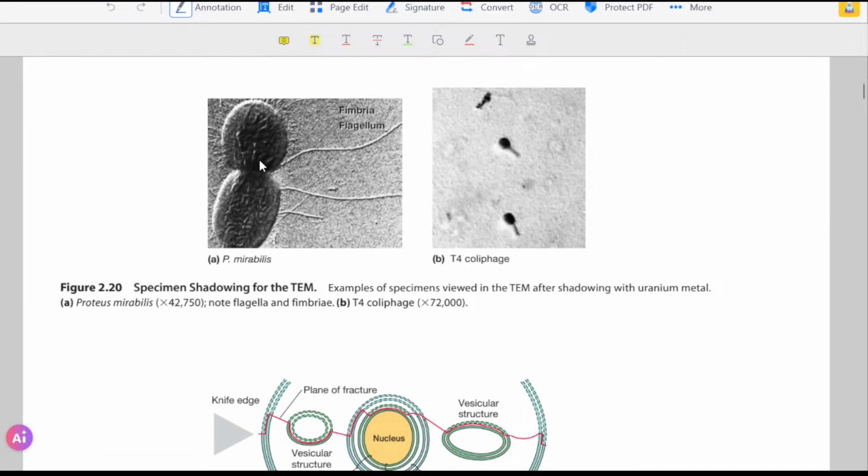Specimen shadowing for the TEM. Guys, we did study a shadowing technique, right? So this is the diagram: Proteus mirabilis, flagella, and the fimbriae. We said that this shadowing is done for smaller structures like DNA and things like that. So there we use the flagella studying, while the T4 coliphage, this is a virus, we also study this in shadowing techniques.